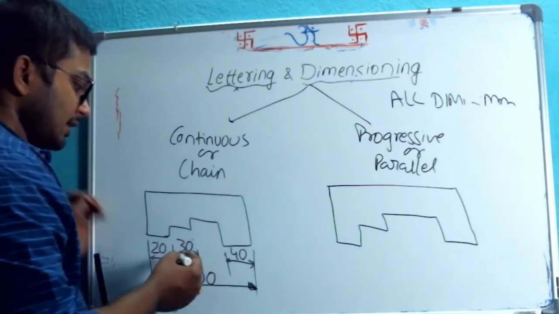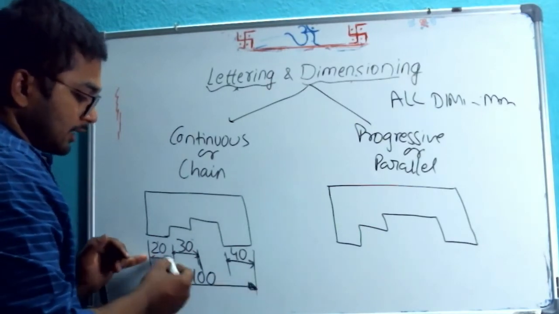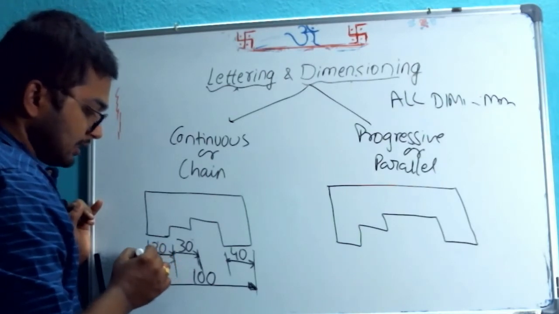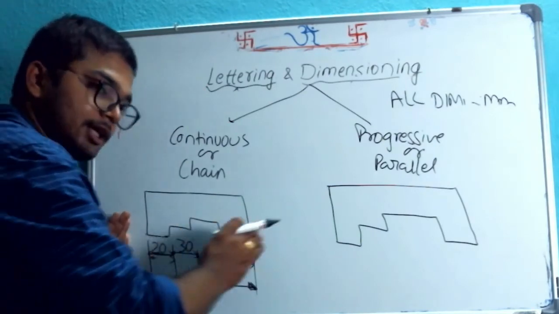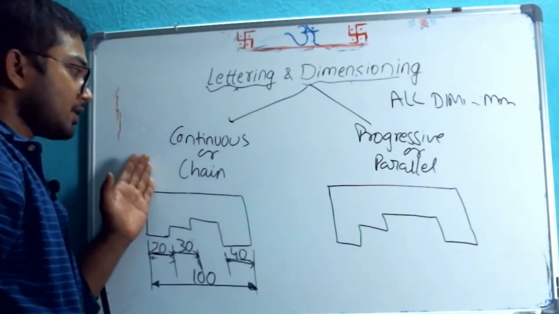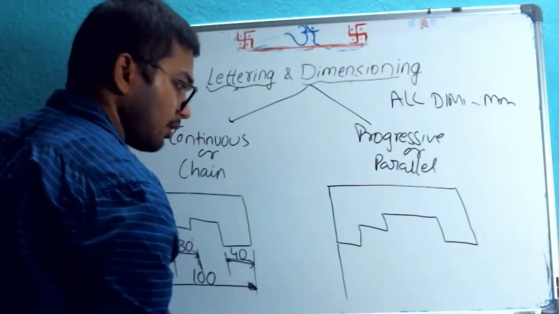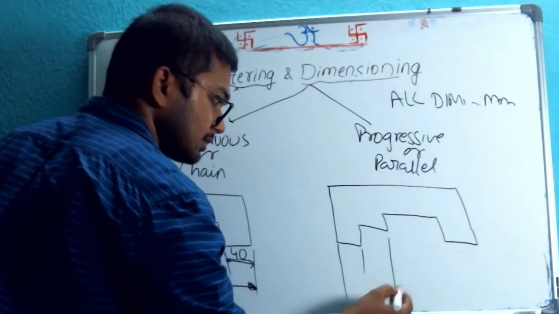This is continuous. See, the total dimensioning I have given is 100, it is okay. But the other ones, these dimension lines I am representing, all will be collinear, chain in a line. So that we will call continuous chain or chain system. Another type is I will draw an extension line here. I will draw extension lines like this.